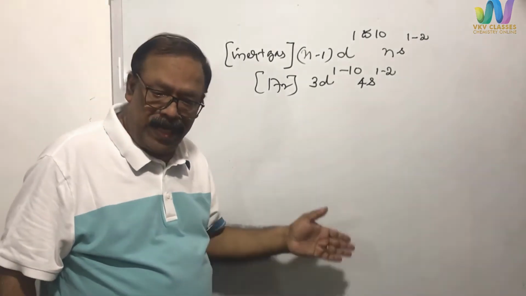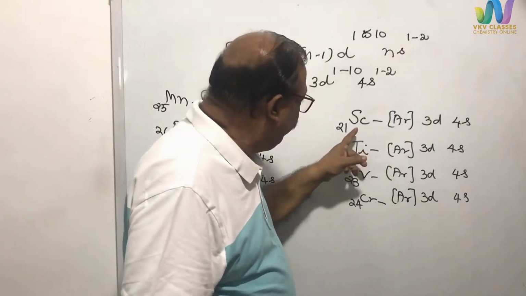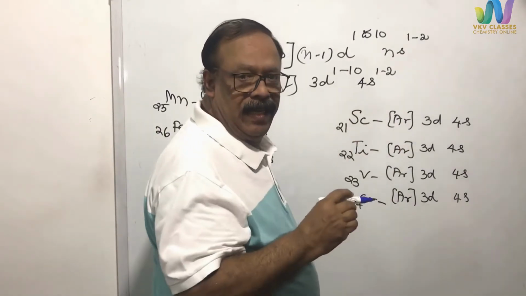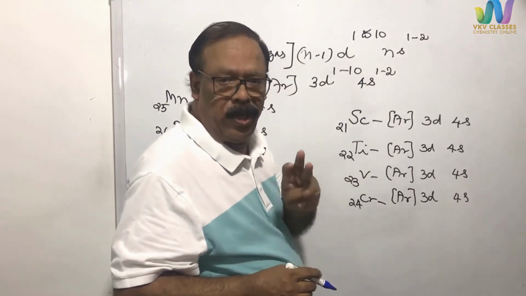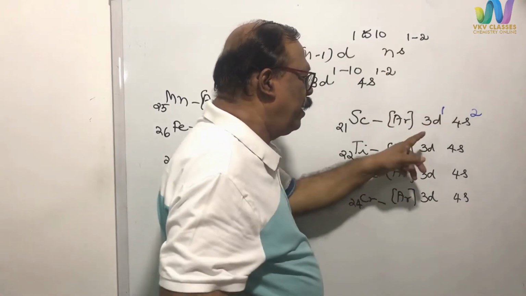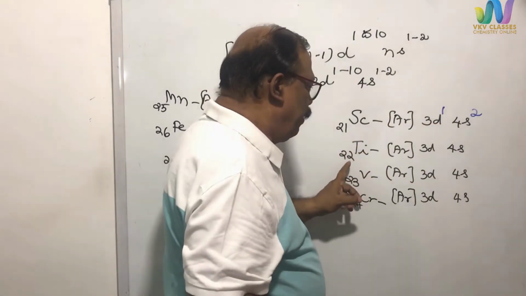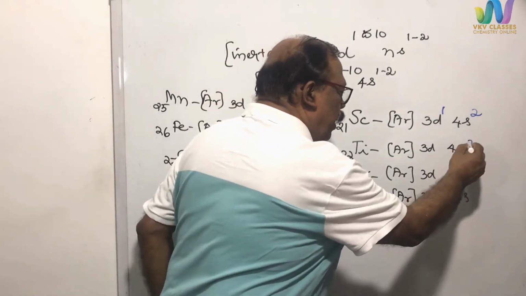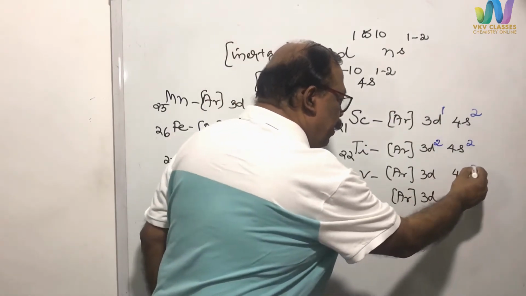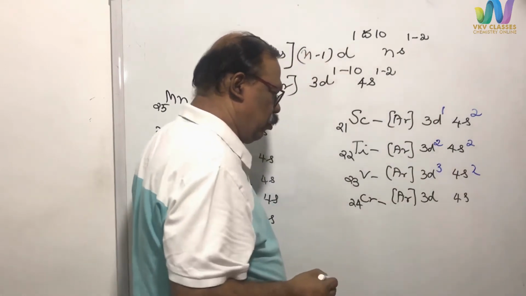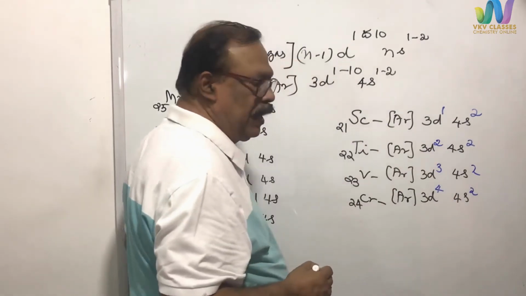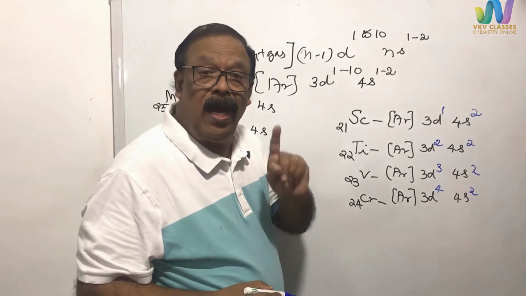Now let us see the configurations one by one. Scandium has atomic number 21, and argon has atomic number 18. So after argon there are 3 electrons remaining, and 2 will go to the s orbital and 1 starts filling up in the 3d orbital. For titanium, 22, after the 2 electrons in the s orbital, 2 electrons will go to 3d. In vanadium, 4s2 and 3 electrons in 3d, and in chromium, after these 2 electrons, 4 electrons will be present here. So this configuration is according to the Aufbau principle.